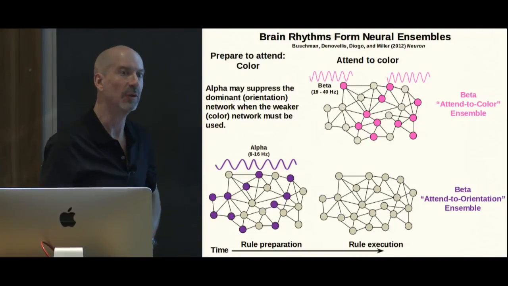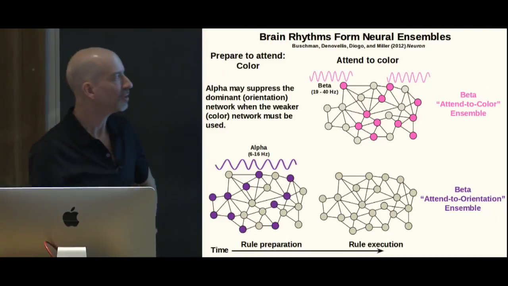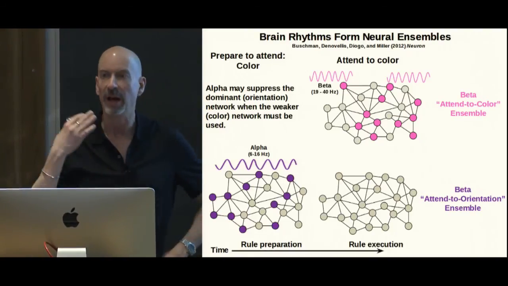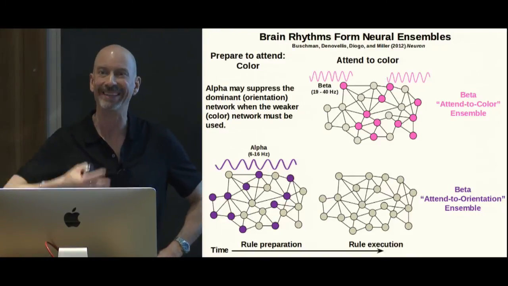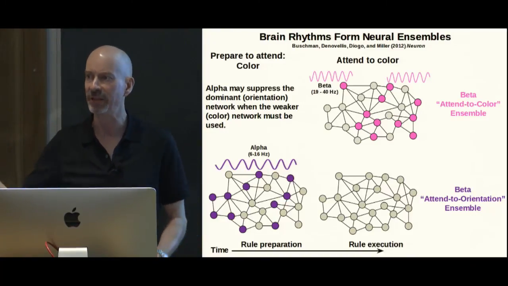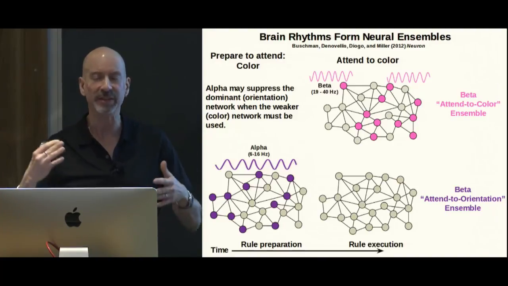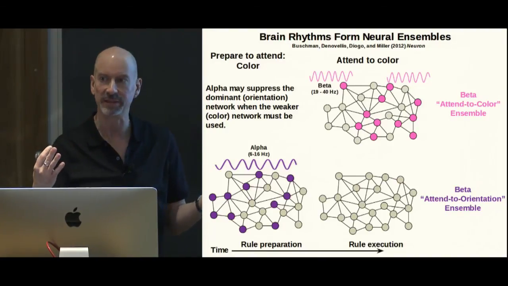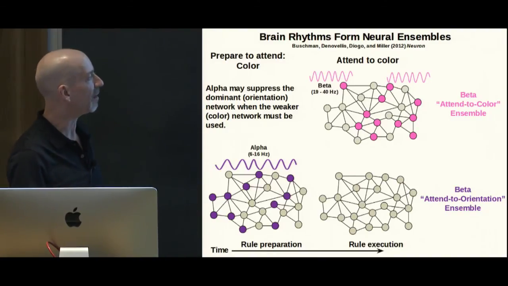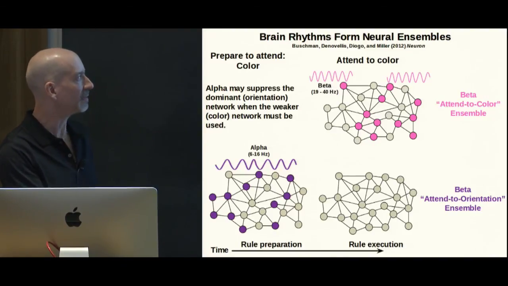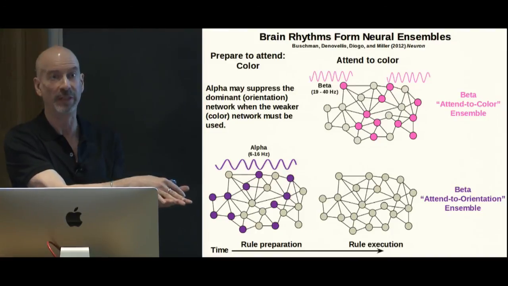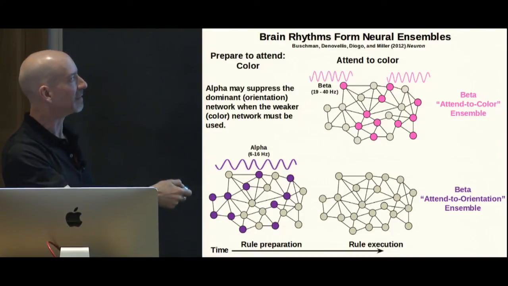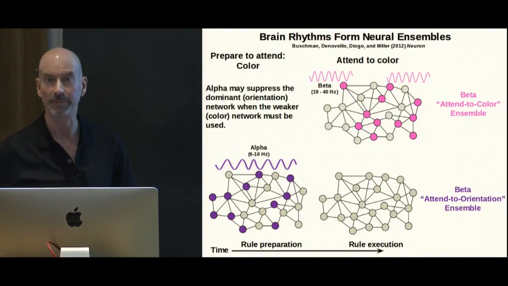And this is consistent with a wide variety of literature showing that alpha synchrony, increases in alpha power in the brain, is associated with inattention. You disengage your attention from something, you even close your eyes, you get an increase in alpha oscillations. And this suggests that one role for these alpha oscillations may be to suppress networks, for potential suppression of certain ensembles. In this case, the ensemble that was dominant to the monkey.